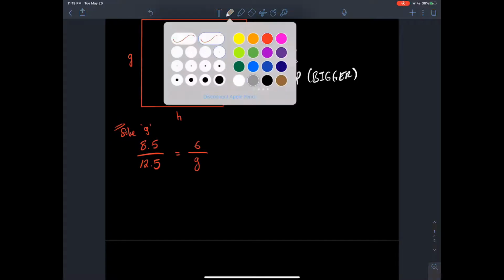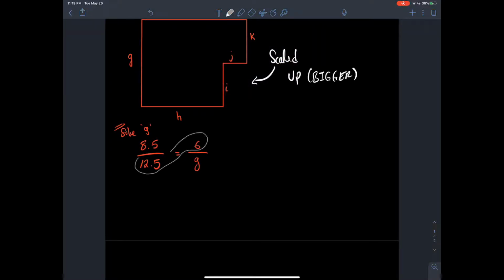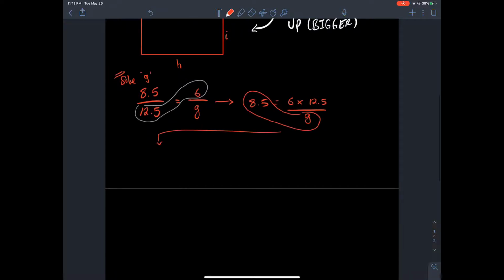Well, we could do cross multiplication first with this 12.5. Let's just leave this as 8.5 equals 6 times 12.5 all over G. Well, we're almost done, but G is down here. We want to get G on its own. So what if we cross multiplied it with the 8.5 so that we switch spots here? So now G equals 6 times 12.5 all over 8.5.